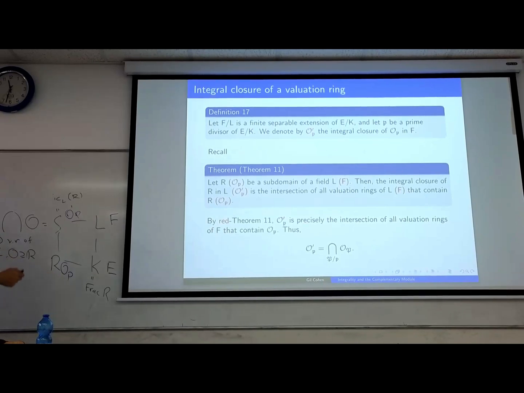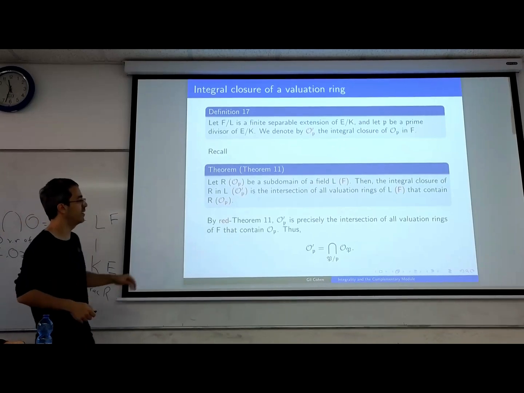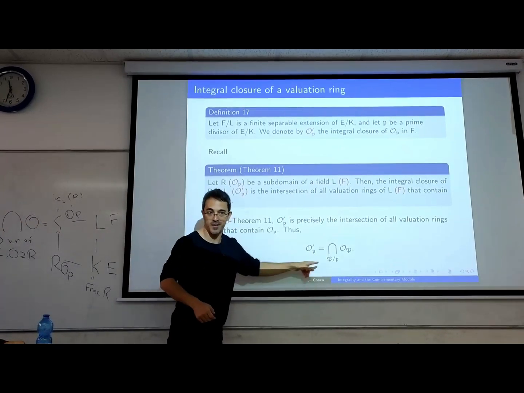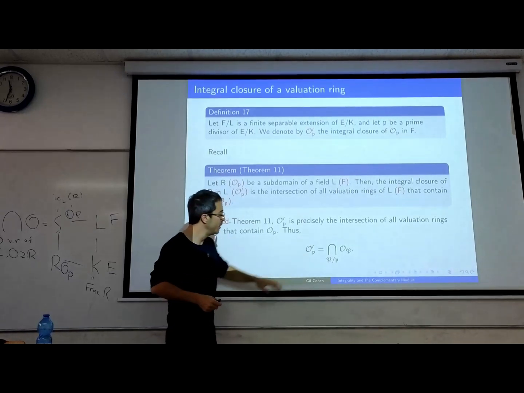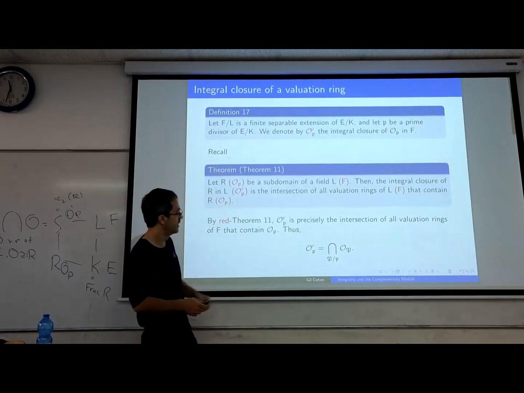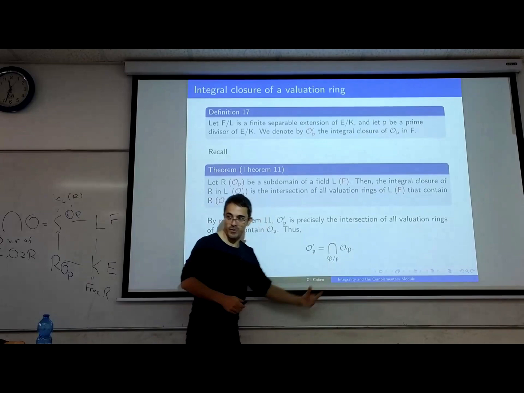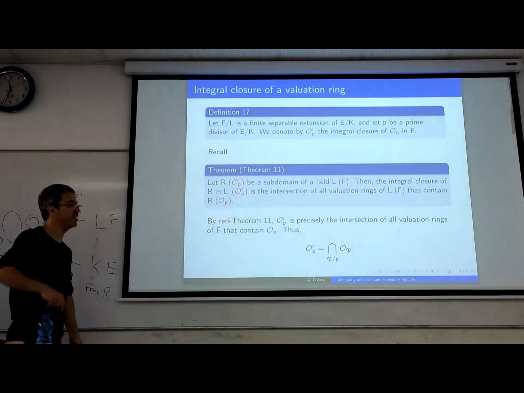But if you remember, we had names for those things. And this was a finite set, by the way. This was exactly all of those O capital P's. Right? O capital P was defined to be exactly those valuation rings of L that contain O_P. So really the theorem that we had, which was slightly difficult to prove, says that the integral closure of O_P in F is precisely the intersection of the O capital P's that sit above little p.